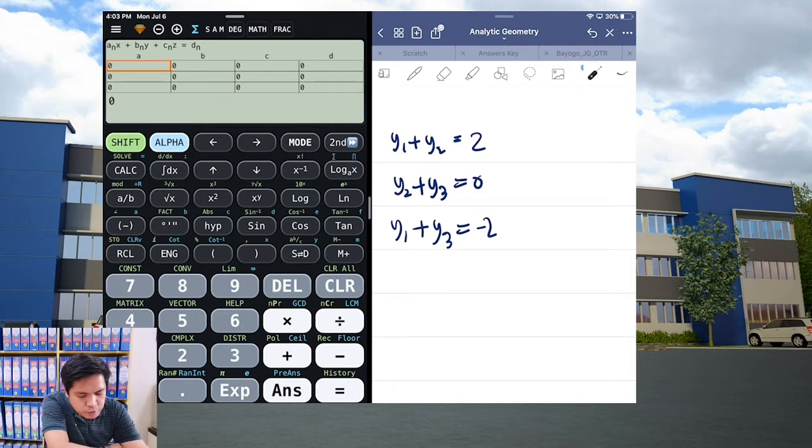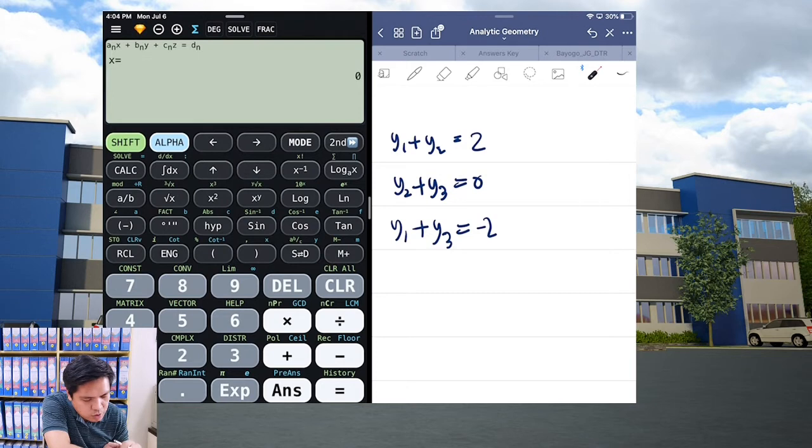Now, for the first equation, y1 plus y2 equals 2, that means the coefficient of y1 is 1, the coefficient of y2 is 1, and there's no y3, so that means the coefficient is 0. Then the constant is 2. So you fill that up for the three equations. So the second equation, that would be 0, 1, 1, 0. And the third equation is 1, 0, 1 and negative 2. Okay, then you hit equal.